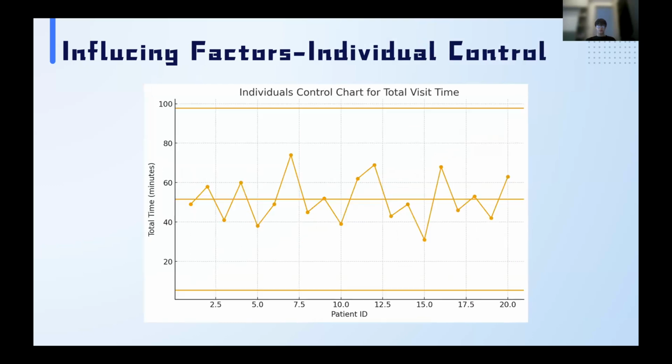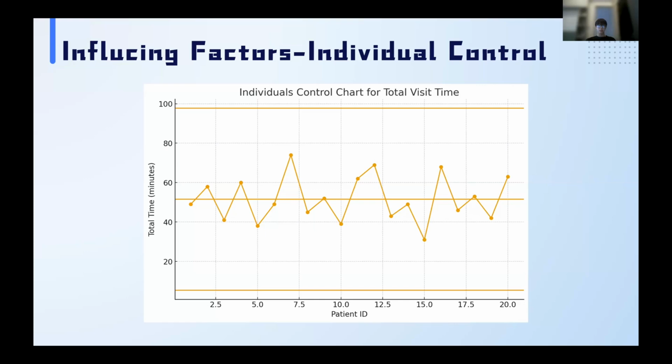Then our individual control chart reveals another critical insight. The chart shows that the current process is stable, with all data points within control limits. However, this stability is what we call stably bad, because the process average is as high as 52 minutes, far exceeding our target.